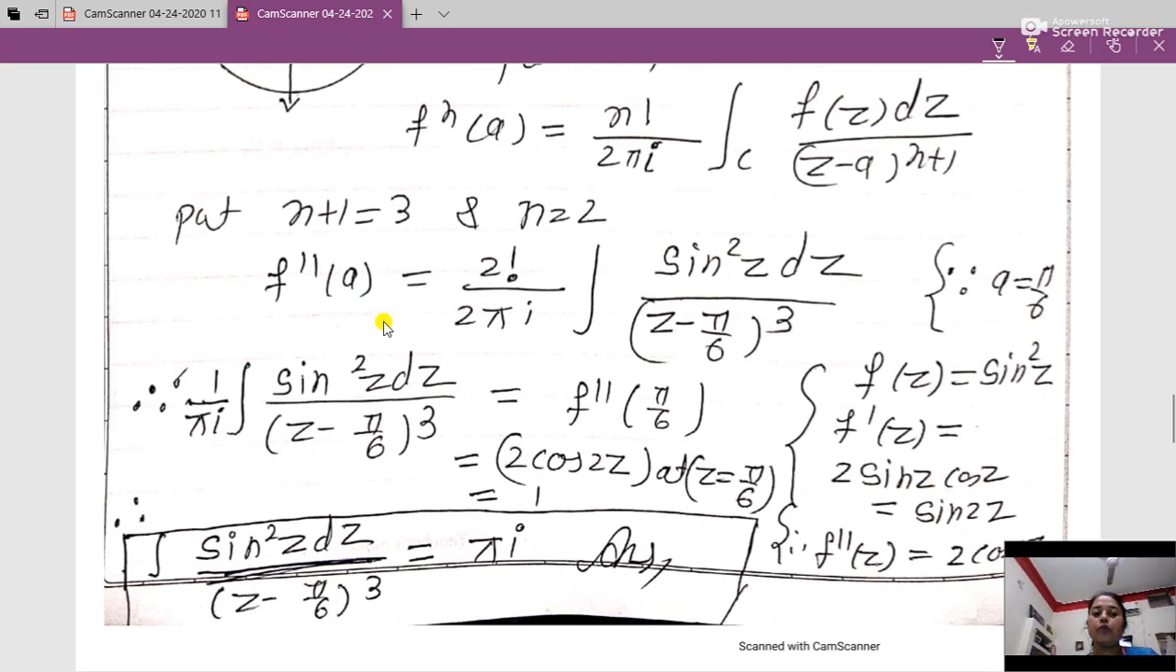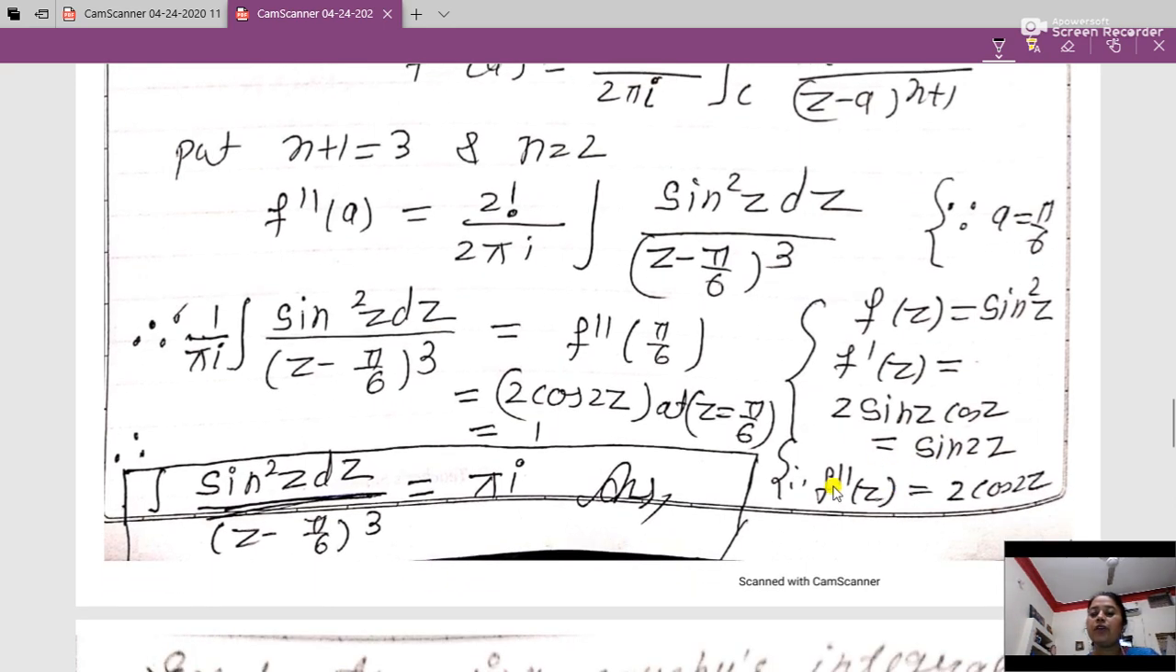So let's calculate the left hand side. f double dash a means f double dash z at the point z is equal to a, and our a is pi by 6. Since f(z) is sine square z, its first derivative, when we differentiate, will be 2 sine z cos z, which is sine 2z, and differentiating it again, f double dash z will be 2 cos 2z.